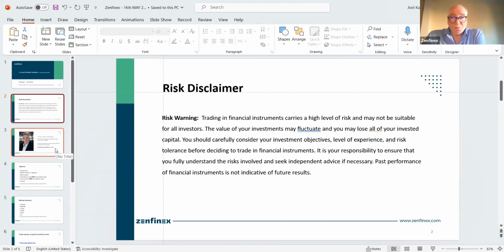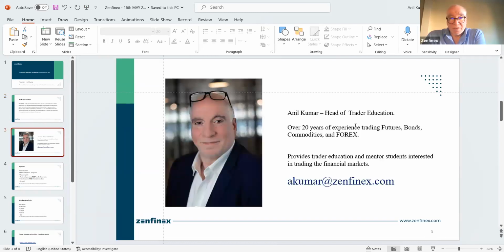And those of you who are new, my name's Anil, Head of Trader Education, 20 plus years experience in trading just about everything that moves, basically futures, bonds, commodities, Forex. Mainly a technical trader, but latterly an algo trader, so I develop my own algorithms and automated systems. But it always comes back down to price action, and that's what we're going to cover today.